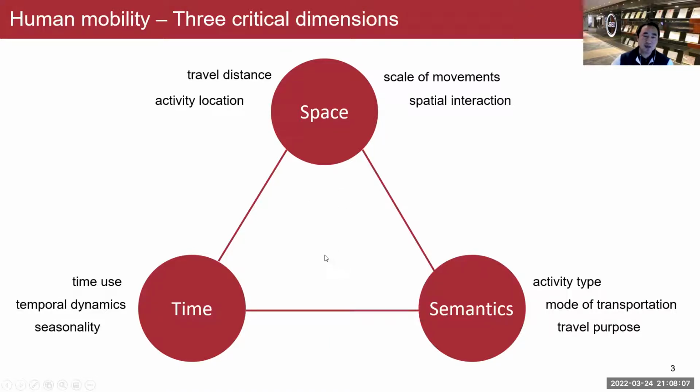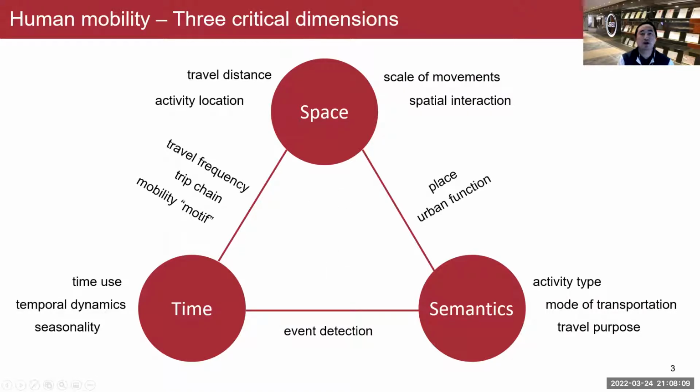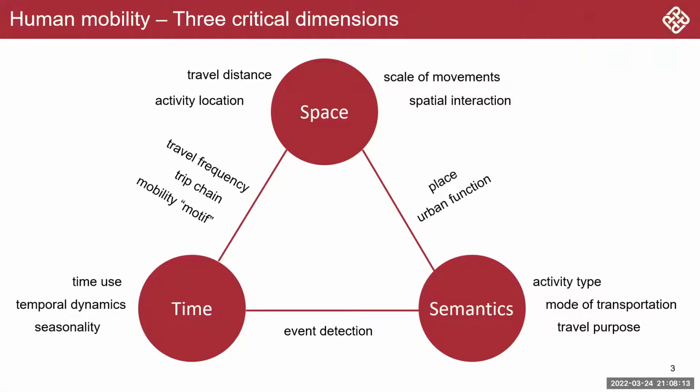When we link two dimensions together, there will be additional concepts. For instance, when you link space-time, you think about travel frequency, trip chain. These are more from a transportation perspective, and we have mobility motifs, more from a complexity and network science perspective.